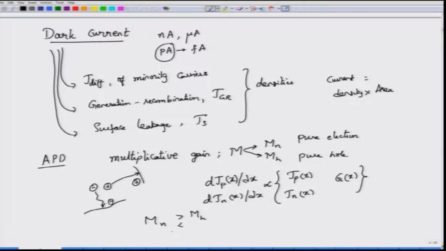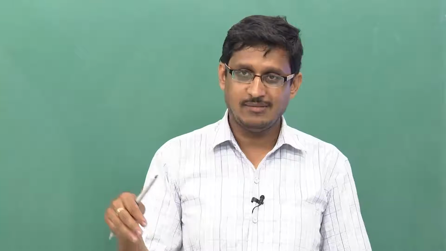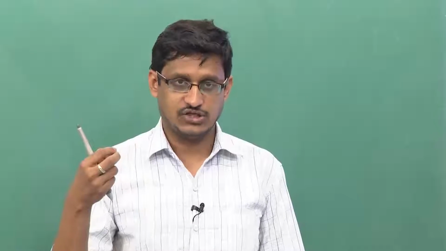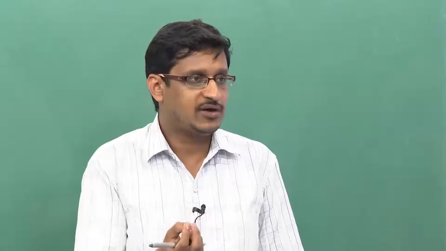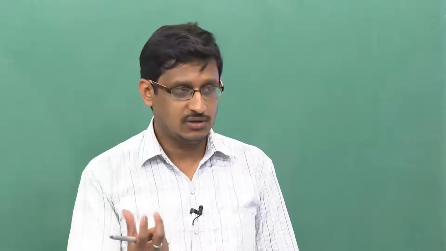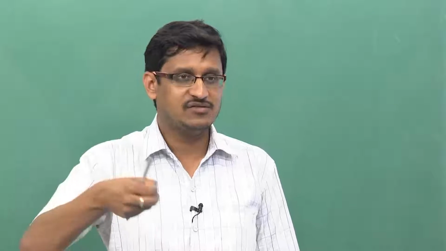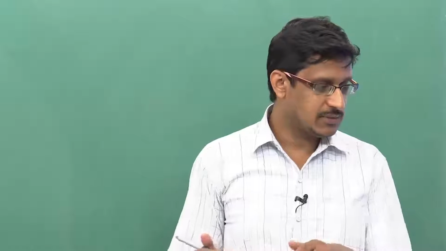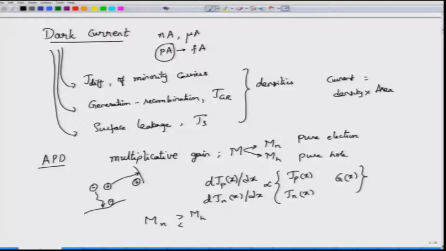Okay. And for a good APD, we normally try to maximize one of those with respect to the others, which means that the injection or the impact ionization happens mostly because of one type of carrier whose impact ionization is larger. So, if electron impact ionization is larger, you try to make the APD multiplication region mainly consisting of electron impact ionization.